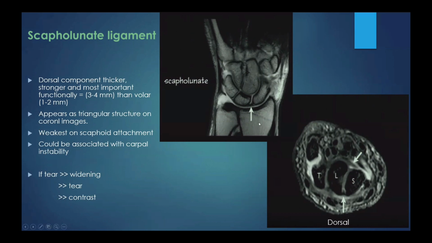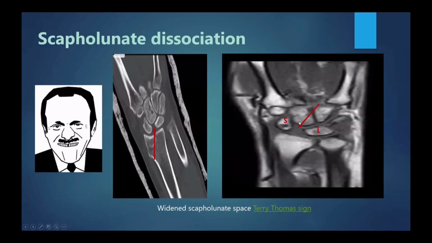If we get a tear of the scapholunate ligament, we can see it on MRI with the widening of the scapholunate interval, or we see a tear within the ligament, or if we get an arthrogram, we see passage of contrast through different compartments. This is another example of scapholunate dissociation, as we can see on the coronal CT and coronal T1 weighted images with severe widening of the scapholunate space, and it's usually called the Terry-Thomas sign.